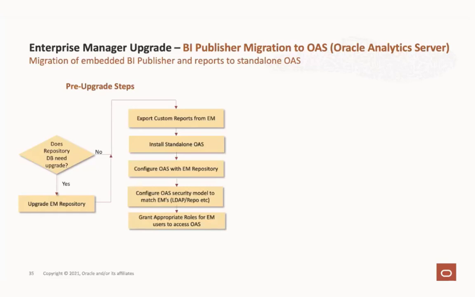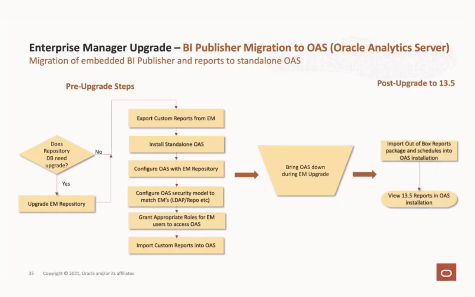You would probably like to configure your OAS with the same security model that you were using in EM, which is either the OMS-based, OMR repository-based, or LDAP. And then if you had appropriate roles in your EM for the BI Publisher reports, then you want to configure those in OAS too. And once that is done, you want to go ahead and import your custom reports into your OAS configuration. This way, you have your standalone OAS installation up and running, independent of your OMS 13.5 upgrade, and this will not affect your OMS downtime at all.